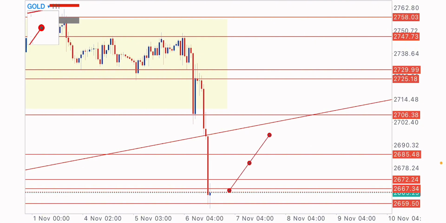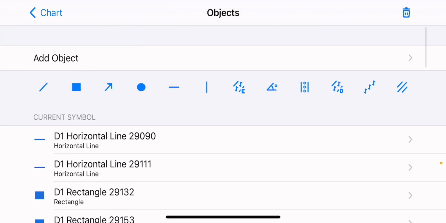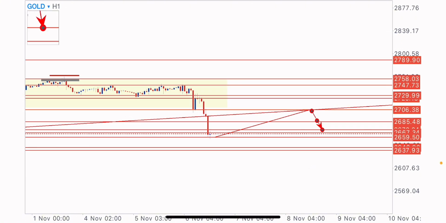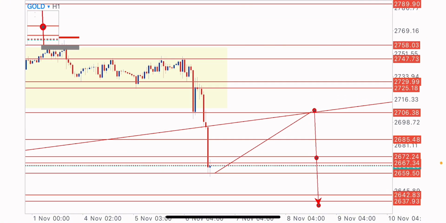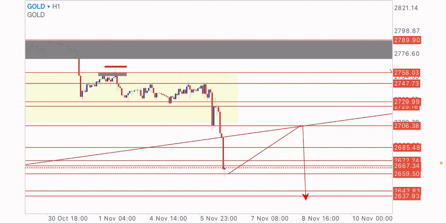From this point here, the market will have to come to this zone here, which is this level here, and then shoot to the downside. This is what I'm expecting for the market. However, the market won't be moving in this type of way.